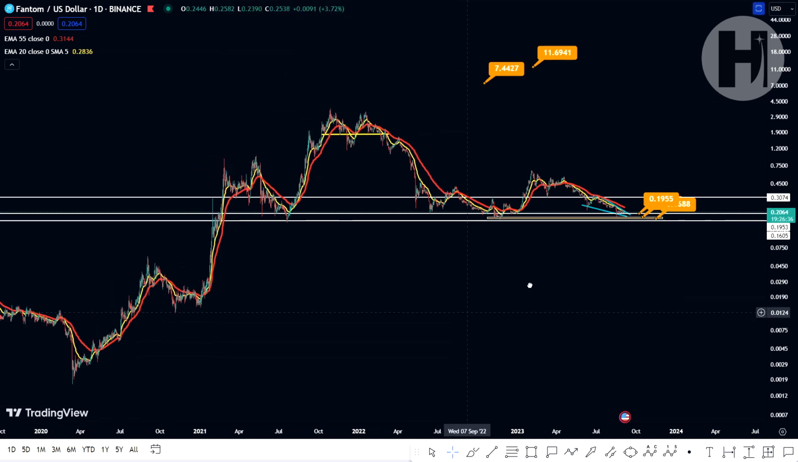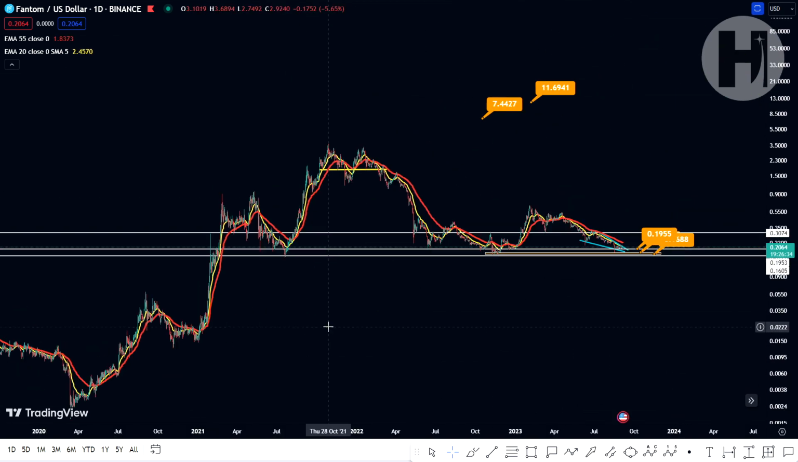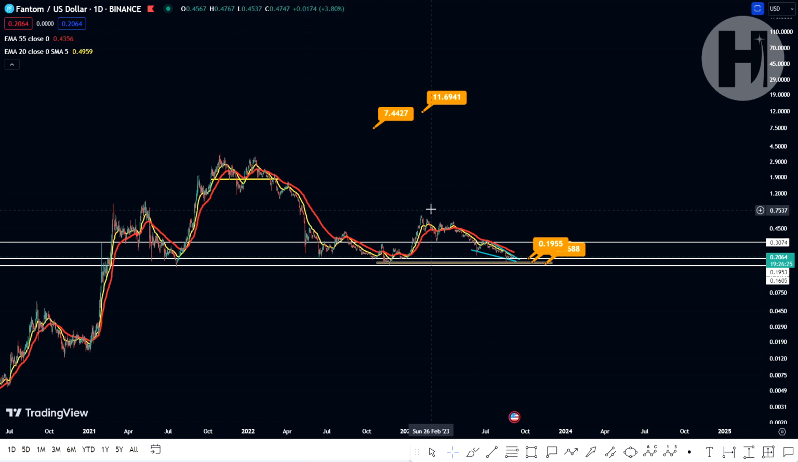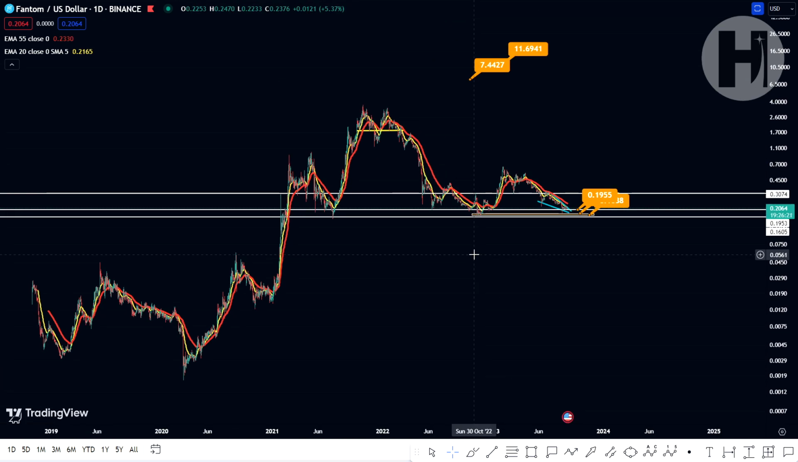But in terms of the price action, it looks pretty healthy. If we create a strong support level in this area here and we manage to consolidate for the next few months, we're going to be looking at some nice gains during the bull market. Now, let's jump into the weekly chart.